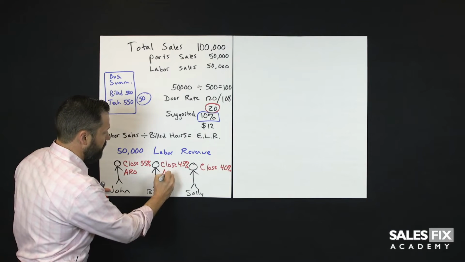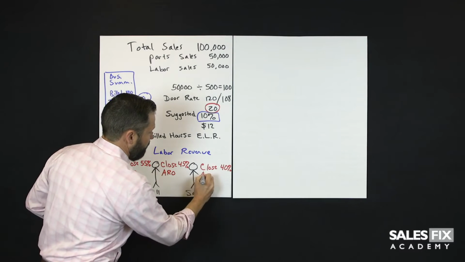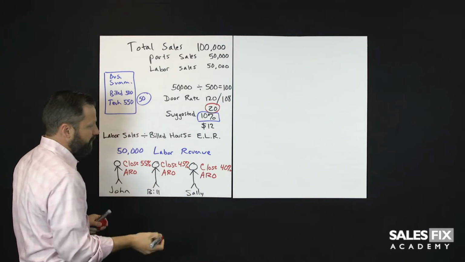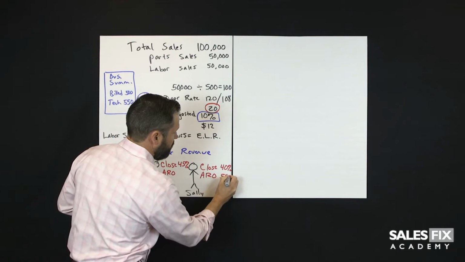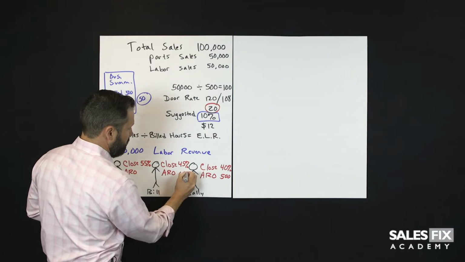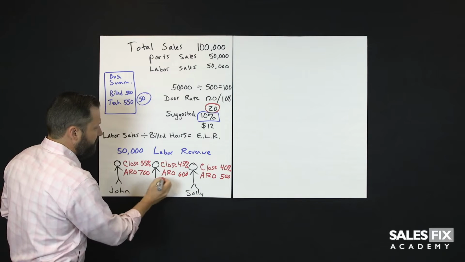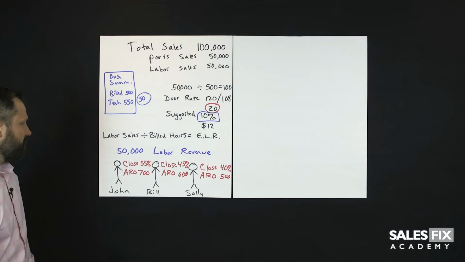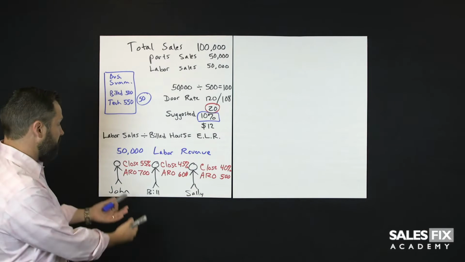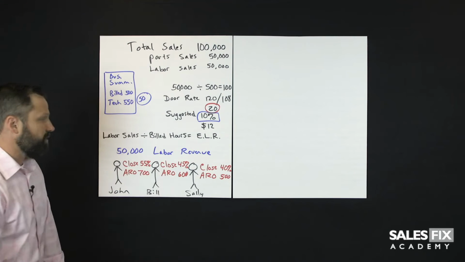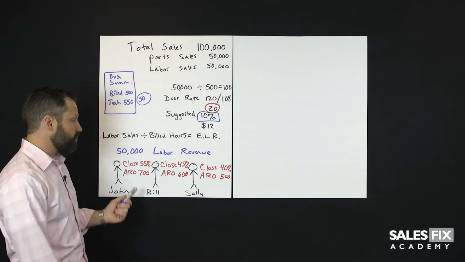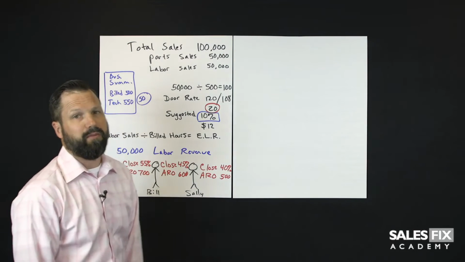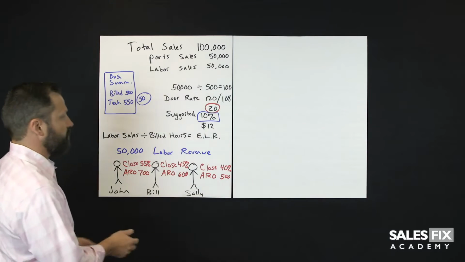As we dig in for each one of them, we find out that Sally right here, she's got a 500. This guy over here's got a 600. This guy's got a 700. It'd be very, very easy for us to say that this guy here's the best. I mean, John is the man. He's got the highest ARO. He's got the highest close percentage. The issue is, what is the effective labor rate for each of these people? If we dug in a little bit deeper, we'd start to discover something.